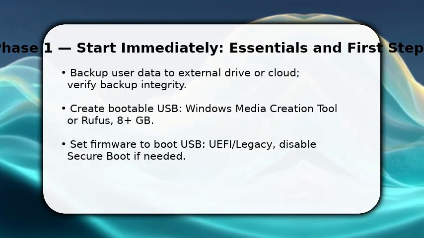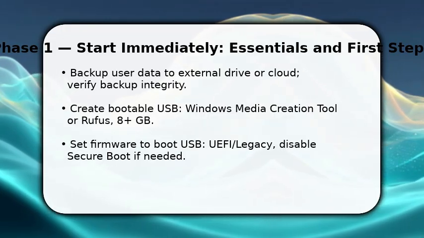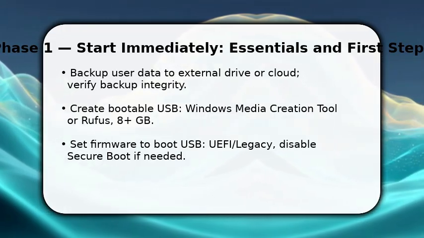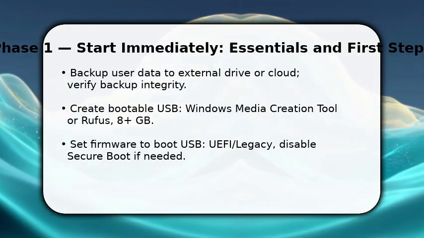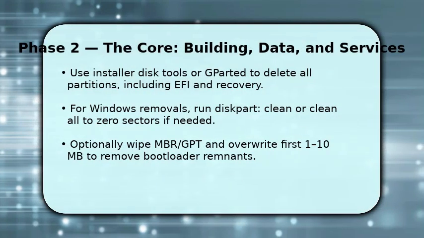Connect the target drive directly to the system. Avoid USB hubs. Now boot from the installer and proceed to the setup screen to begin removing Windows. You'll delete Windows partitions and the bootloader next, and here is how to be thorough.